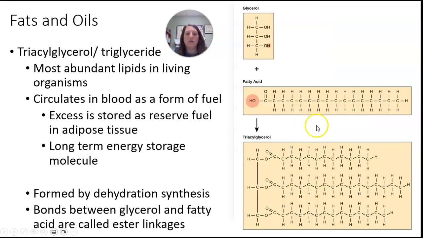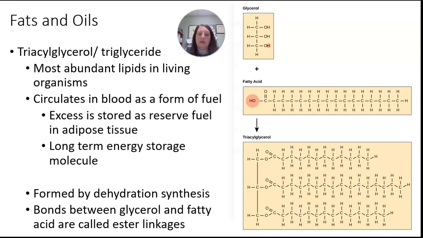Okay, so let's take a look at triglycerol, or we could say it's a triglyceride. Really, either term is fine. This is the most abundant lipid found in living organisms. It does circulate in your blood, and it's a form of fuel, so this can be broken down for energy. Excess triglycerides are stored in adipose tissue, so in fat tissue. And again, this is our long-term energy storage molecule.